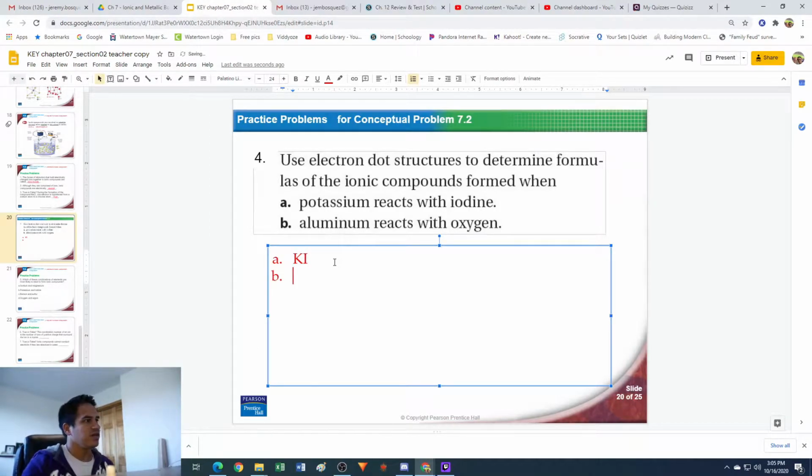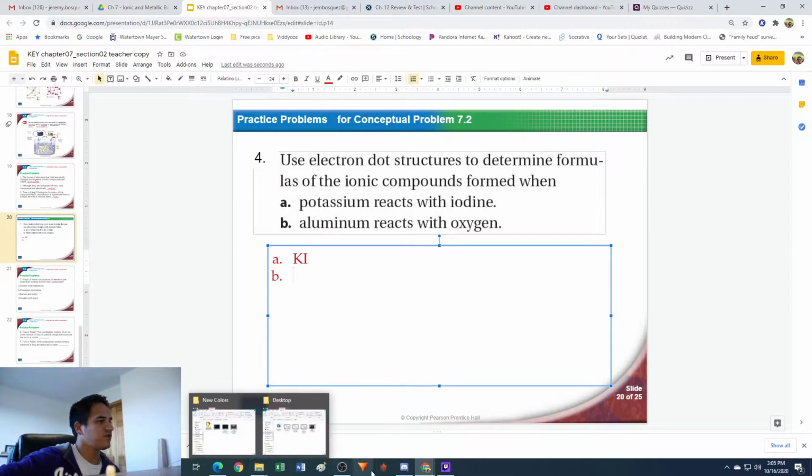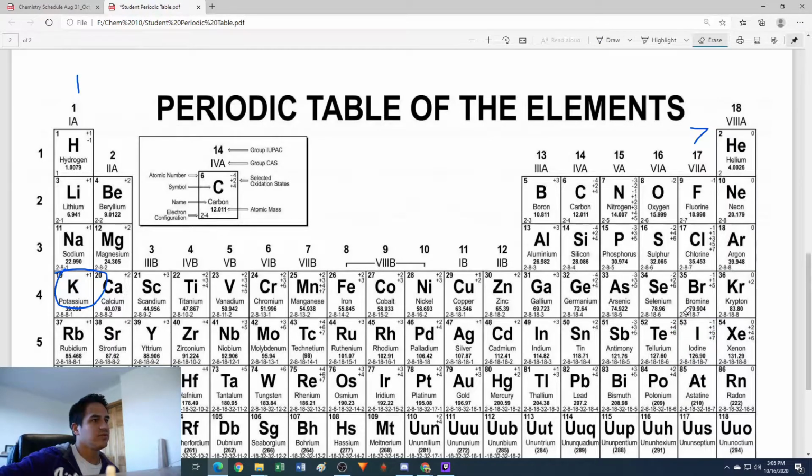So, all right, next one we have is aluminum reacting with oxygen. So let's go find these elements on our periodic table here. Aluminum and oxygen. So aluminum we have here in column 3 of the periodic table. And oxygen we have here, which is in column 6 of the periodic table.